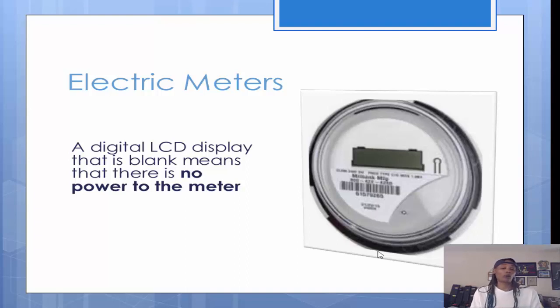Now, when you run across a digital electric meter that has an LCD display like this one, and you can't see any numbers on the display, it's basically completely blank. That just means that there is no power going to the meter. So essentially, the power is off.